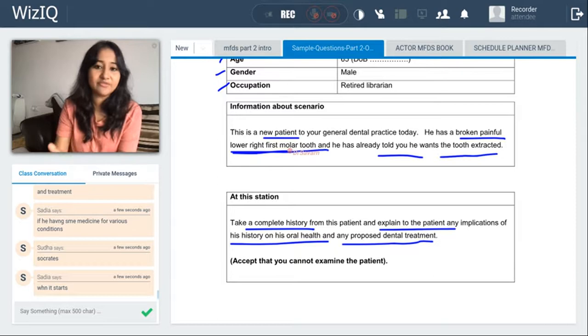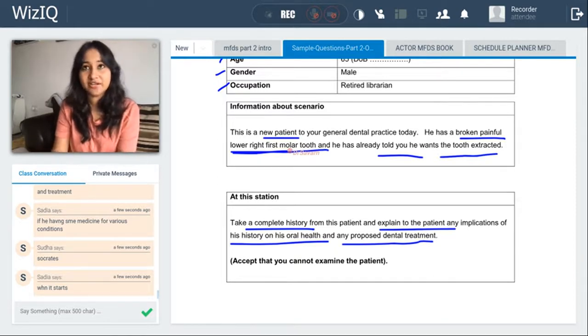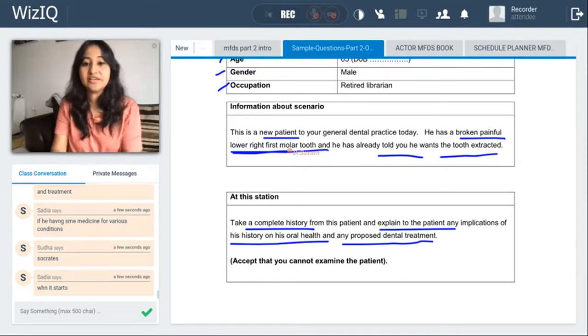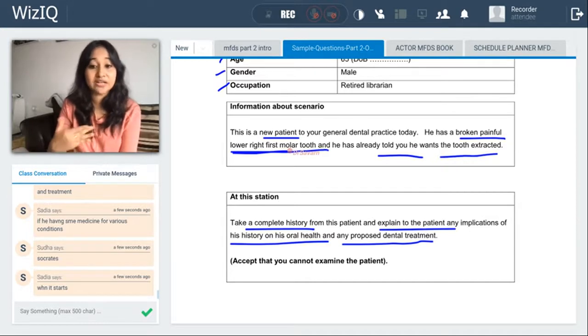Always ask relevant questions. The questions you ask should not be irrelevant; they have to help you in treatment planning. And never repeat questions that are already given in your scenario, because you are wasting your time. There are a lot of things you would have to ask the patient, and after asking the complete history, you would have to tend to the problem. Now coming to the medical history, which is very, very important.